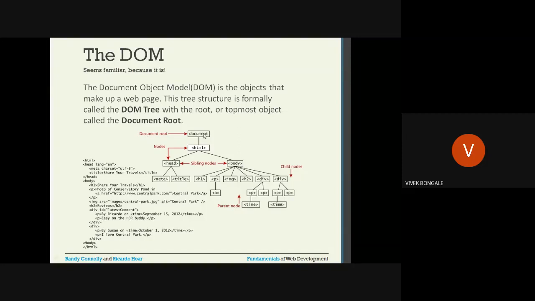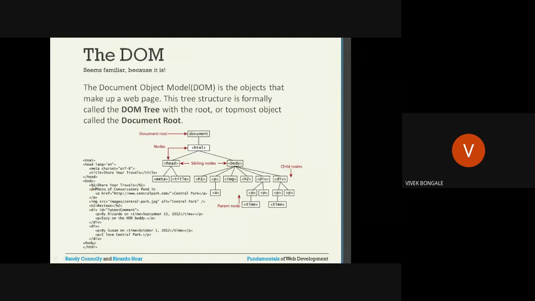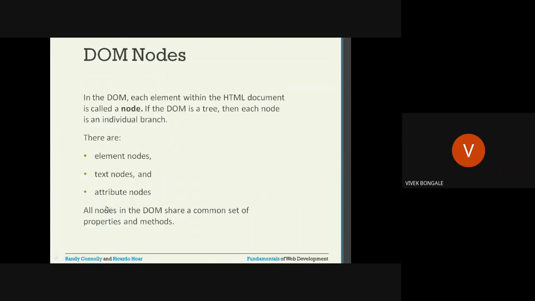The document is what? It's the root. You can't call it a node there. It's the root, right? So we can see element node, text node, and attribute node. Whatever values we give under this HTML in JavaScript will be considered like a node. But we have different types of nodes: element node, text node, and attribute node.